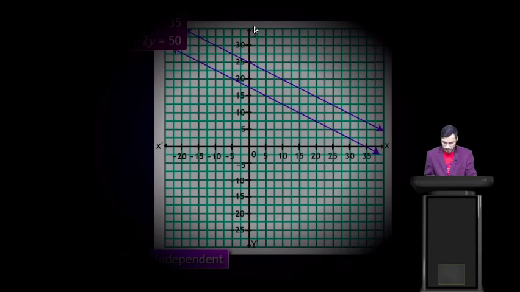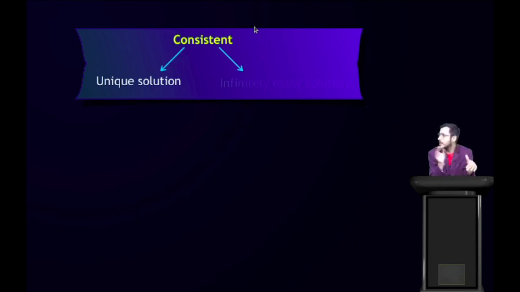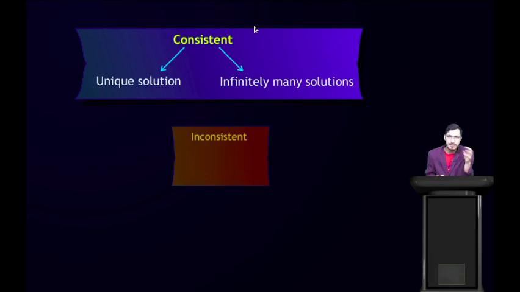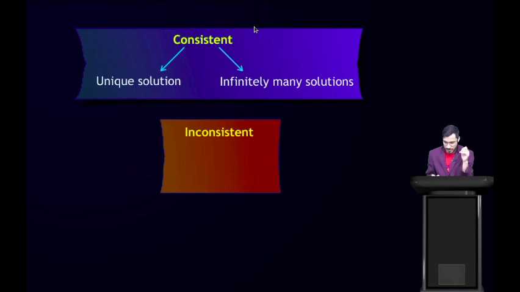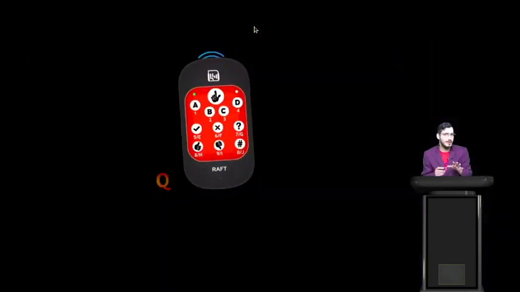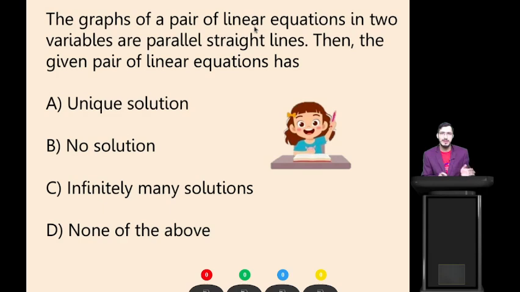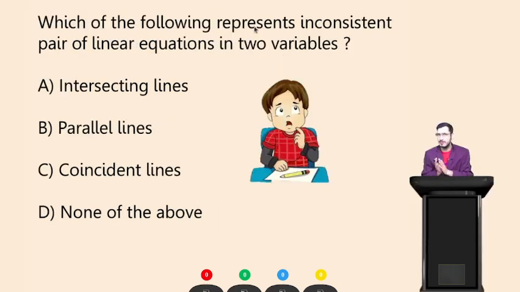Consistent means unique solution and infinitely many solutions. When we say consistent, that means unique solution and infinitely many solutions. And inconsistent means no solutions. So remember always, consistent means unique solution and infinitely many solutions, and inconsistent means no solution.